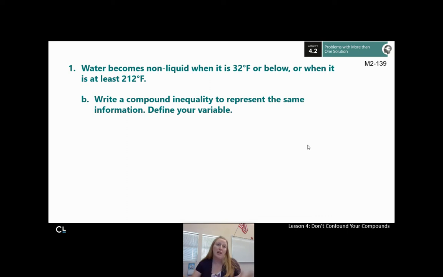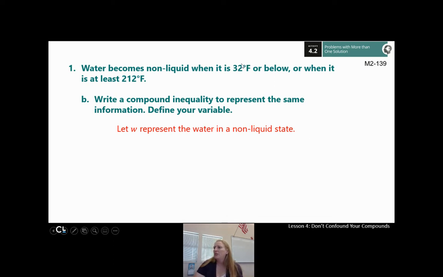So you may have just used an X for your variable, but it's water, so I'm going to use a W. So I'm just saying, let W represent the water in a non-liquid state. If you use an X, that's fine. So we said 32 degrees and below. So that would be less than, wouldn't it? And then we said at least 212 degrees would be 212 and above. So I wrote W less than or equal to 32 or greater than or equal to 212.